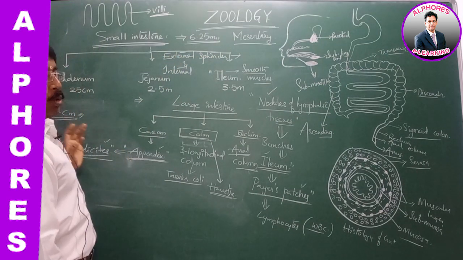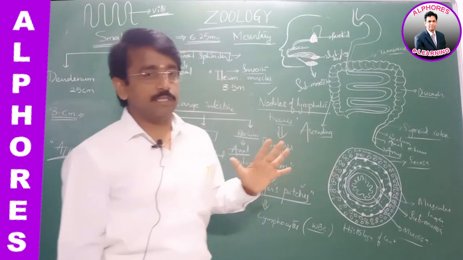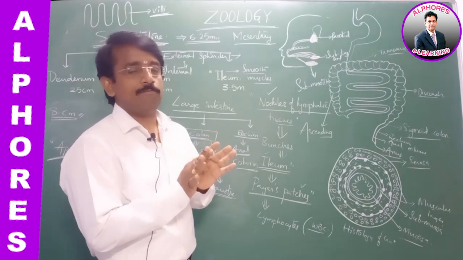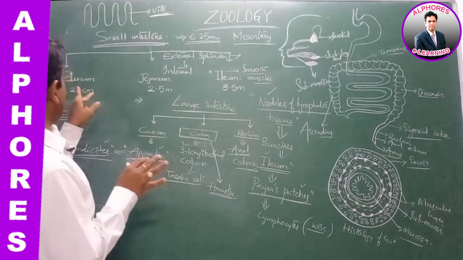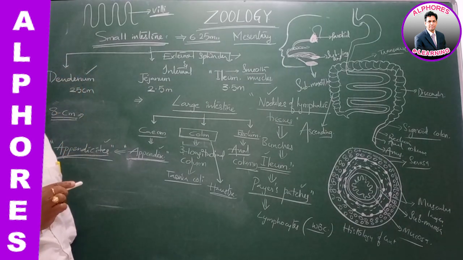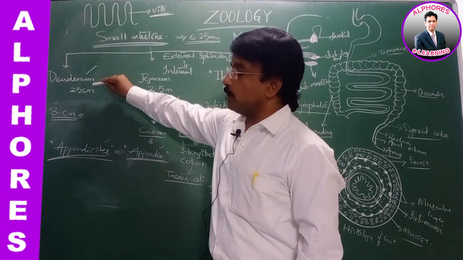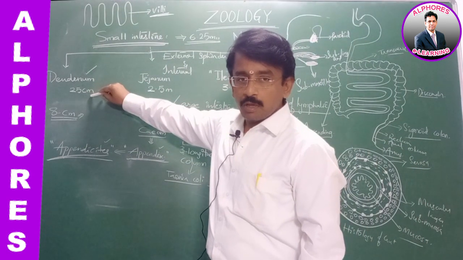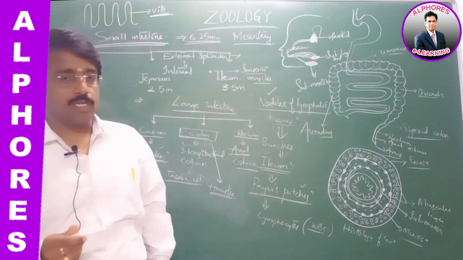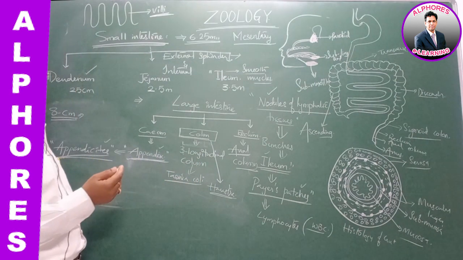Duodenum: its length is equivalent to the diameter of 12 fingers put together. That's how it got the name duodenum. It is equivalent to the diameter of 12 fingers, 25 centimeters. It is almost C-shaped in nature. The C-shaped part is the duodenum.